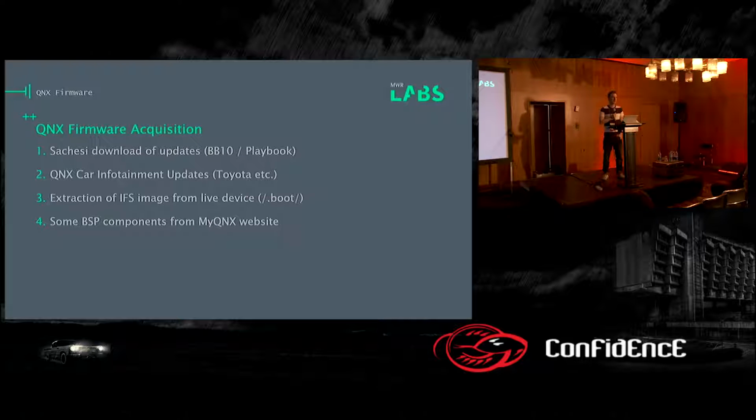You can actually extract images from devices as well. So even if you can't find a firmware image, say you're attacking an embedded device, a power plant or something, where you probably can't get an update image, you could take an image from the .boot directory, /.boot. And the BSP components I've already mentioned, there are a lot of them on the QNX website, where if you register, it'll just provide you a download.